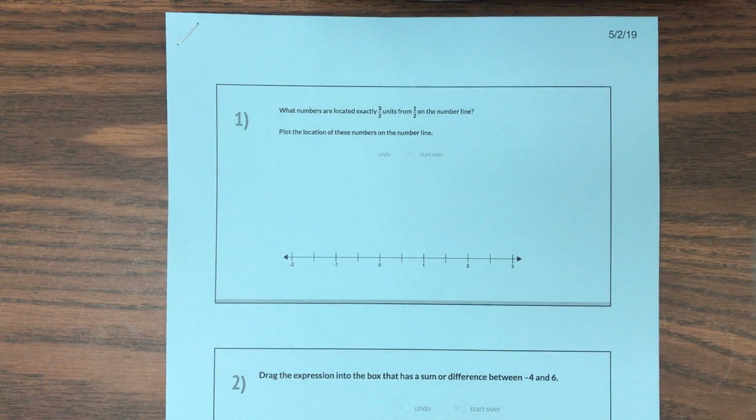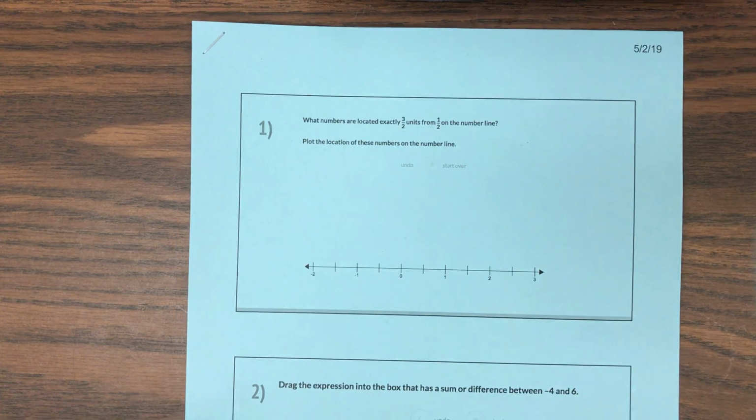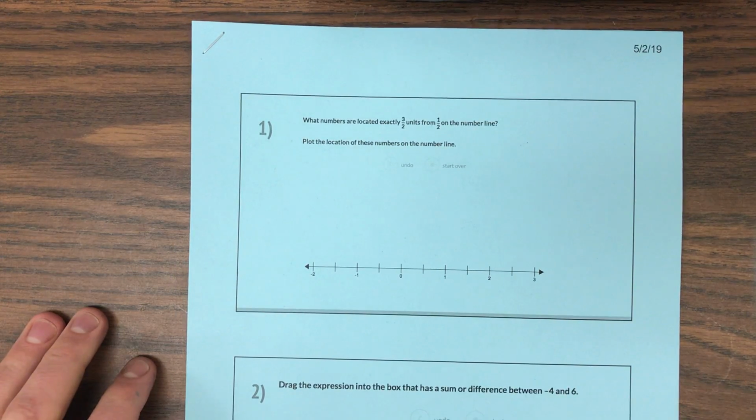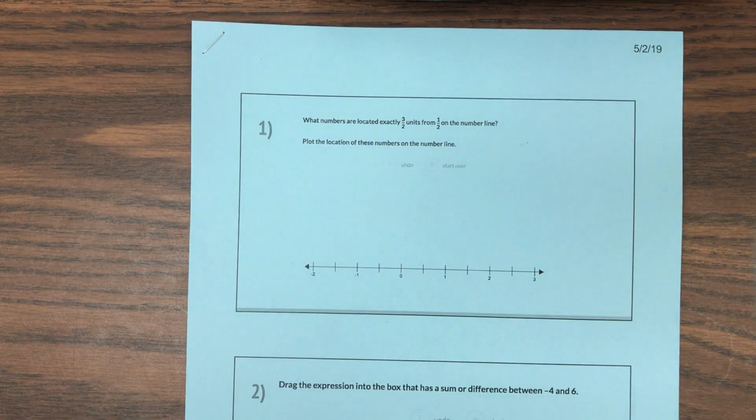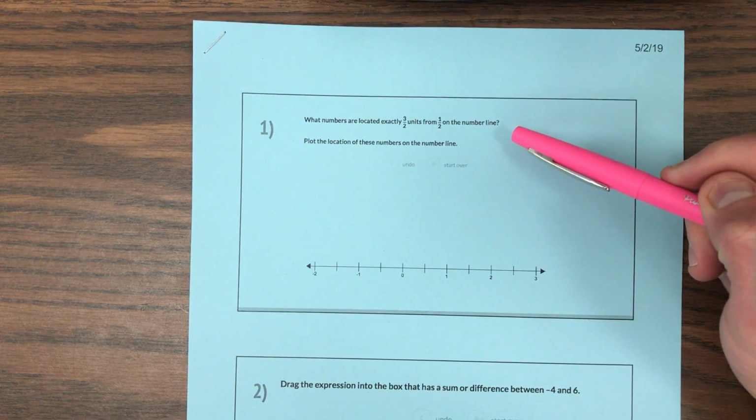Hey, so let's look at some more SBA practice questions in this blue packet I gave you. These are from their number systems and operations section of practice questions. So yeah, let's look at it. It says, what numbers are located exactly 3/2 units from 1/2 on the number line?